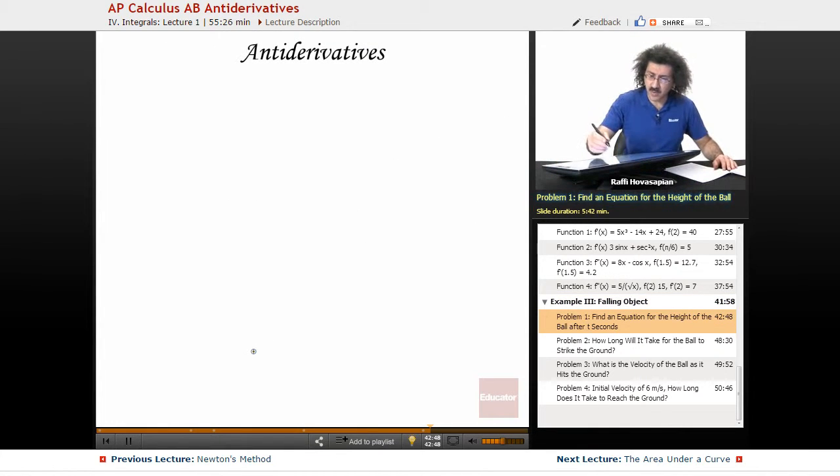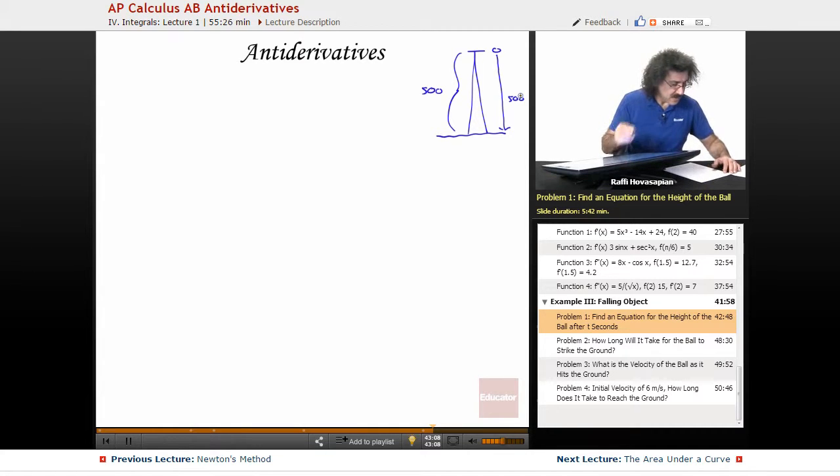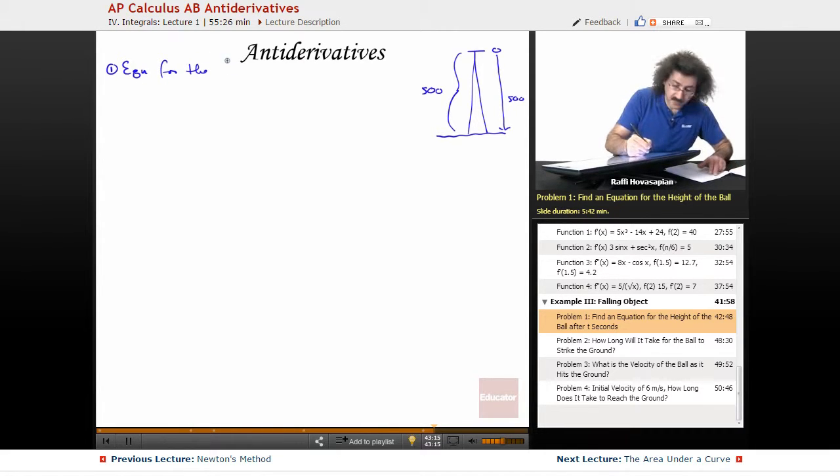So we have this tower. Let's go ahead and just draw this out. This is the ground level, and I'm just going to make this tower like that. They tell us that this is 500 feet high, and I'm going to take the ground as zero. So this is the 500, right? Now, number one wanted the equation for the height of the ball after t seconds.